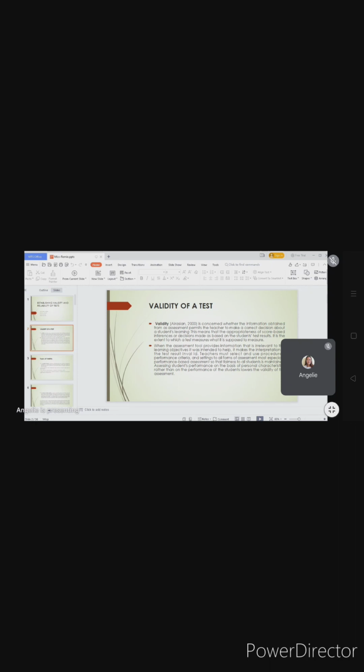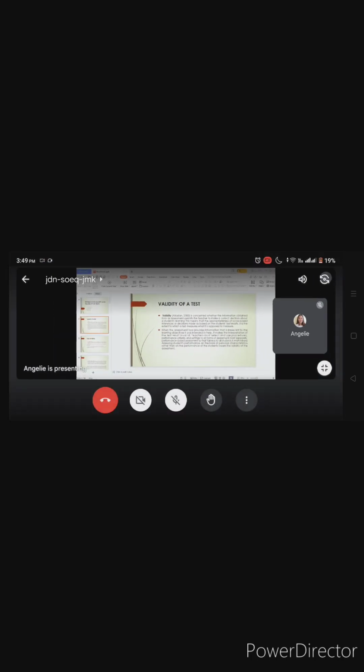When the assessment tool provides information that is not relevant to the learning objectives it was intended to help, it makes the interpretation of the test result invalid. The teachers must select and use procedures, performance criteria, and settings for all forms of assessment, most especially performance-based assessment, so that fairness to all students is maintained. Assessing students' performance on the basis of personal characteristics rather than on the performance of the students lowers the validity of the assessment.